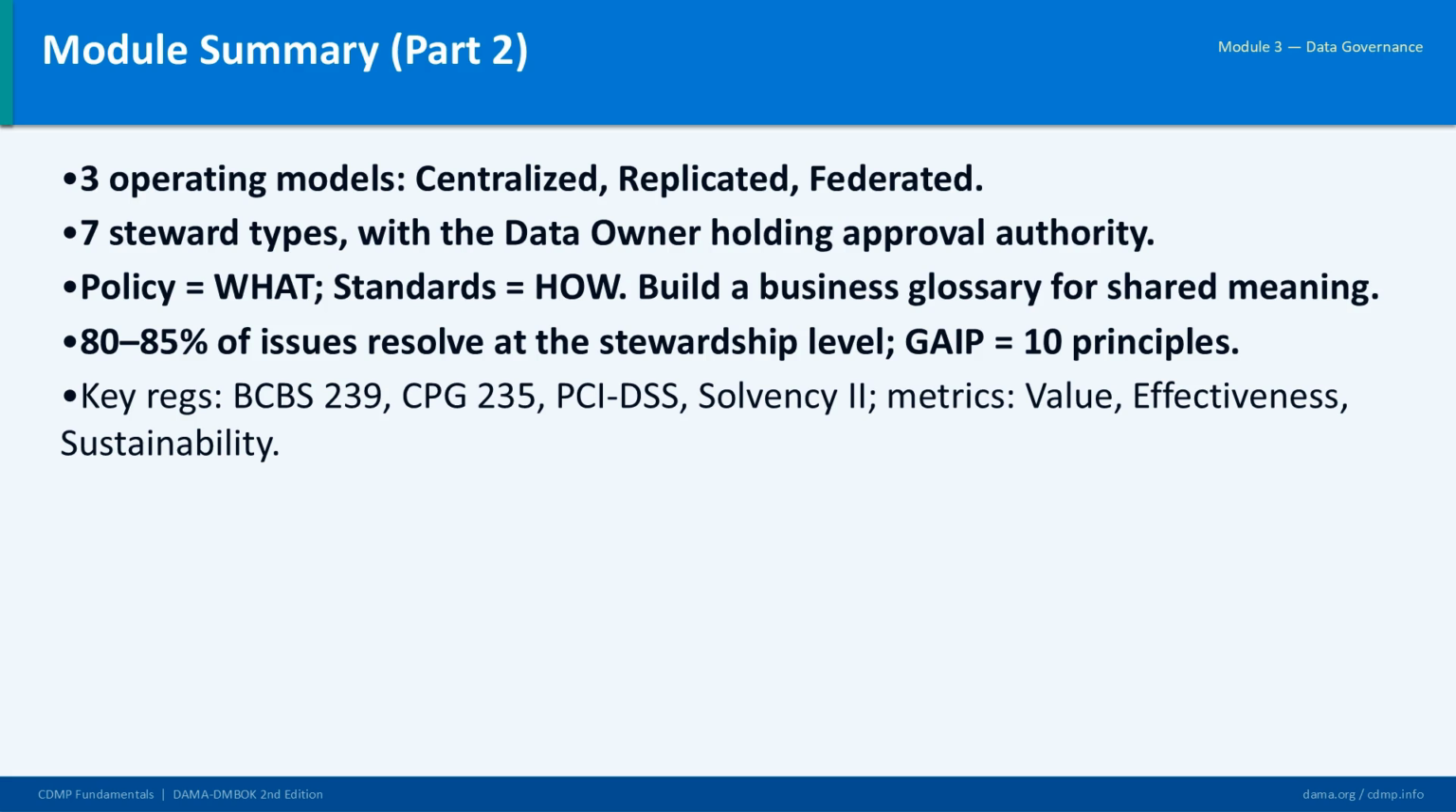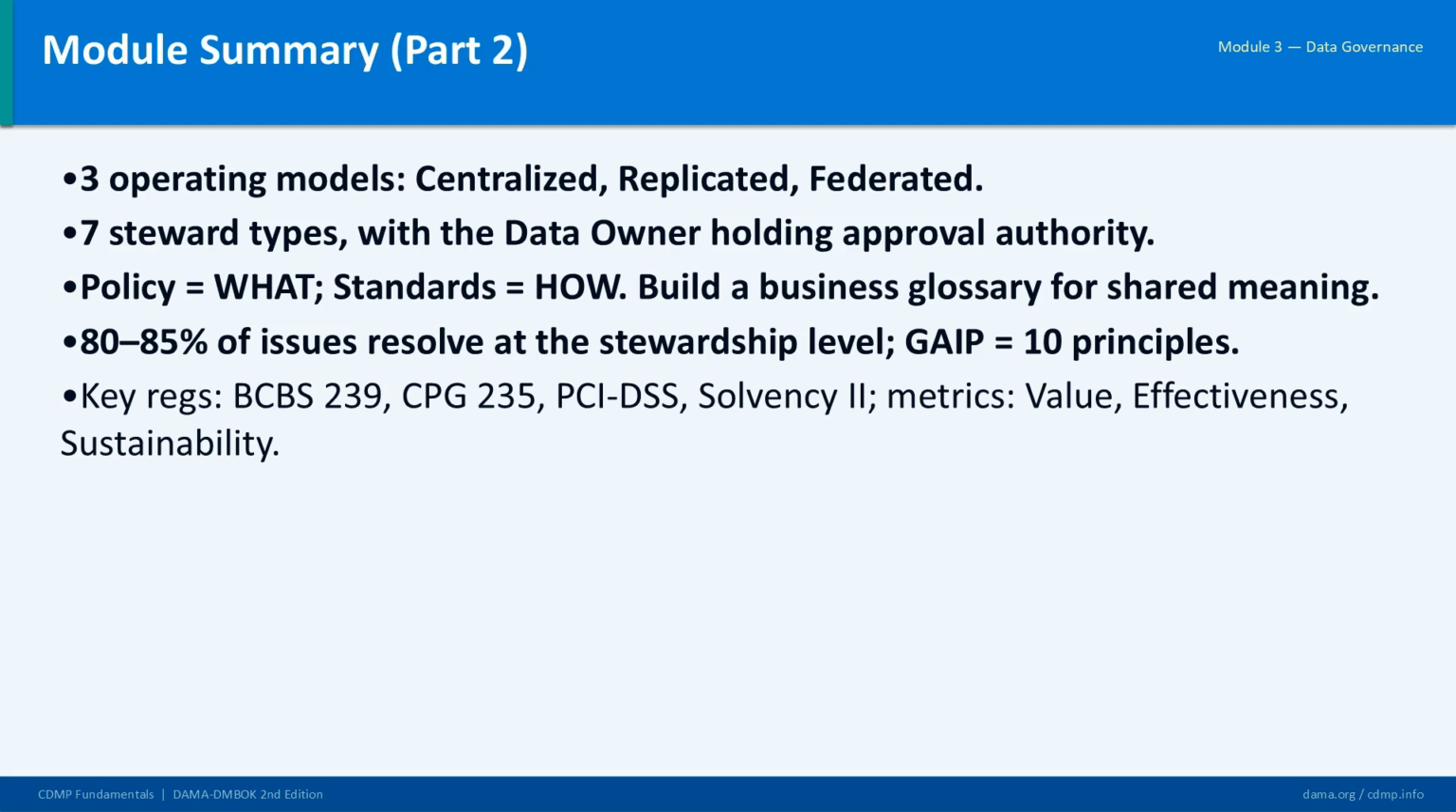Policy describes the what, standards describe the how. Build a business glossary to create shared meaning across the organization. 80 to 85% of issues resolve at the stewardship level. GAIP gives you 10 principles modeled on accounting.